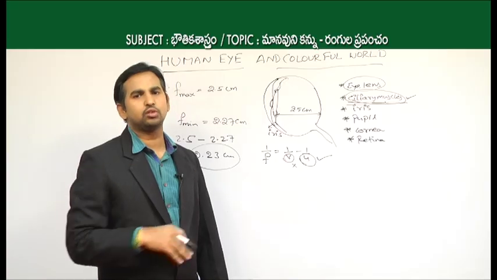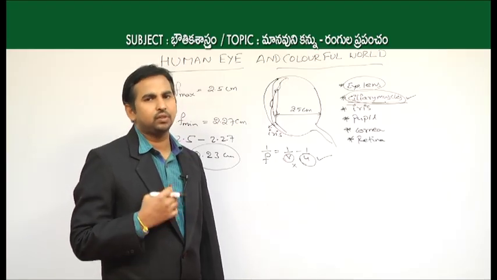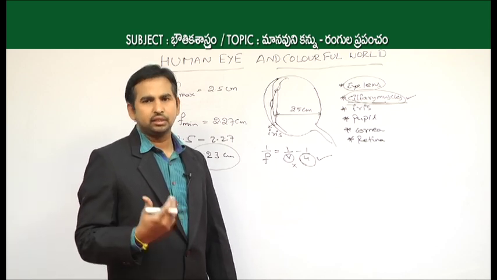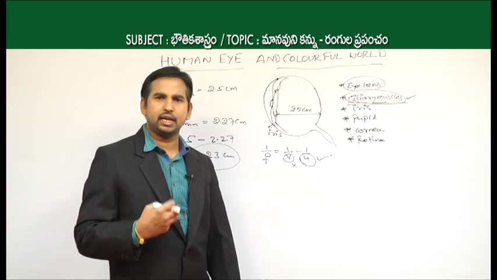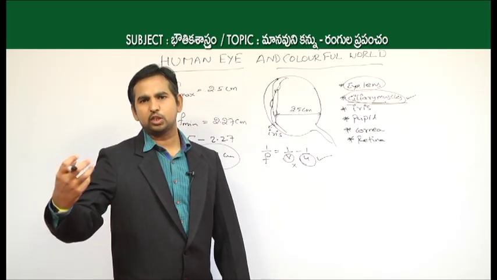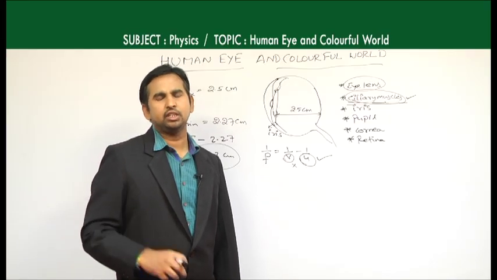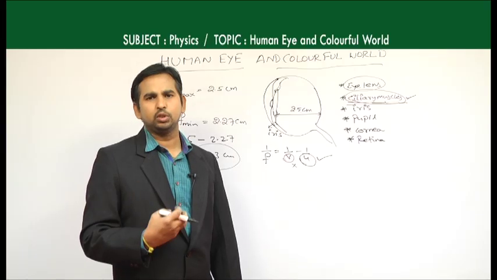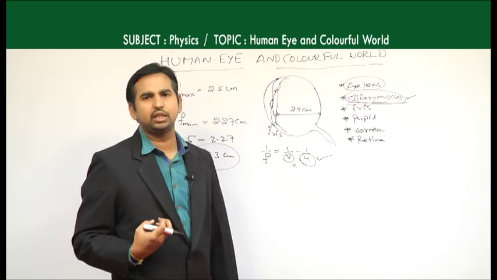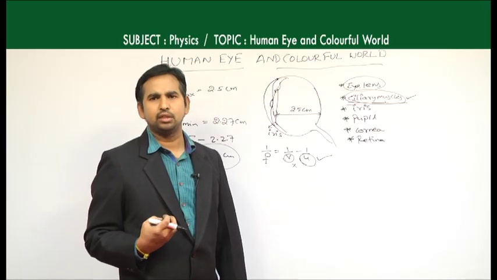Now, the questions based on the iris: the iris does its work whenever you are seeing a high intensity light or a low intensity light. When you are exposed to high intensity light, as our eye lens is a very sensitive one, there is a possibility that high energetic light rays entering directly onto your eye lens may destroy it.